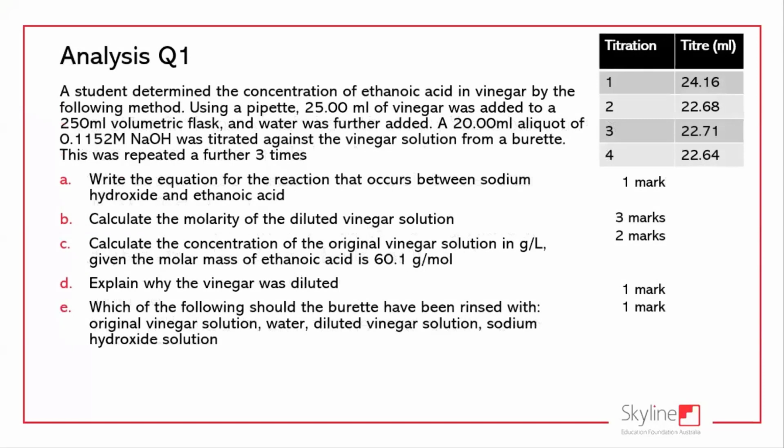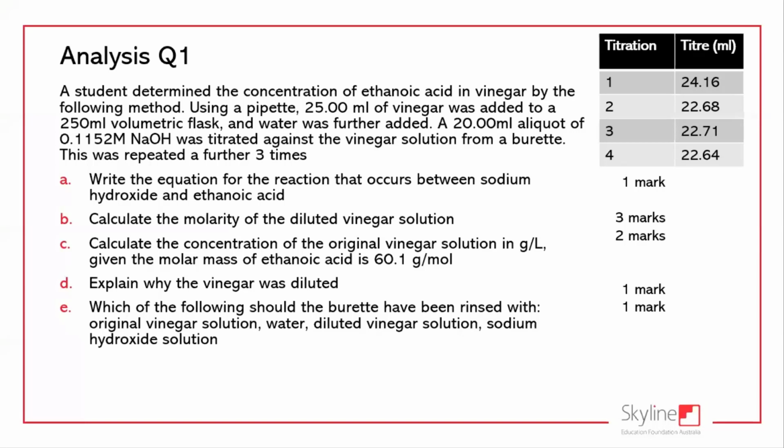Awesome. Okay, so analysis question. I'm going to take you guys through this. A student determined the concentration of ethanoic acid in vinegar by the following method. Using a pipette, 25 milliliters of vinegar was added to a 250 milliliter volumetric flask and water was further added. A 20 ml aliquot of 0.1152 NaOH was titrated against a vinegar solution from a burette. This was repeated 3 more times.